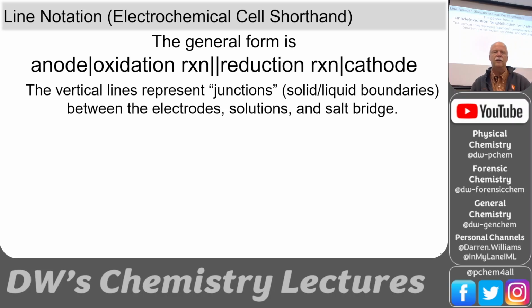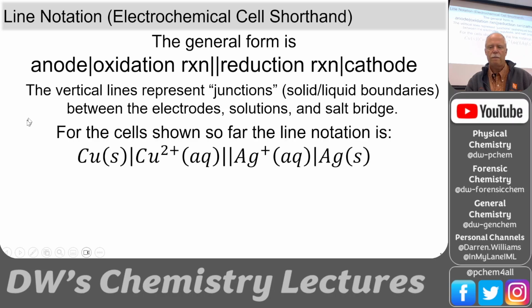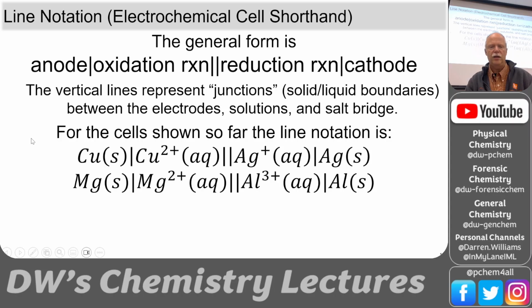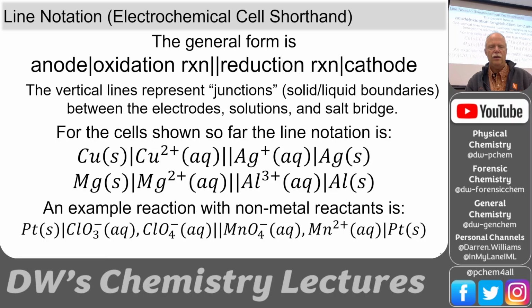Now we have this shorthand called line notation. We've only got 3 minutes, so I'm going to fly through this. But the point is that this is the main point right here, this general form. The oxidation reaction and the anode are written first, and then the reduction and cathode are written second.